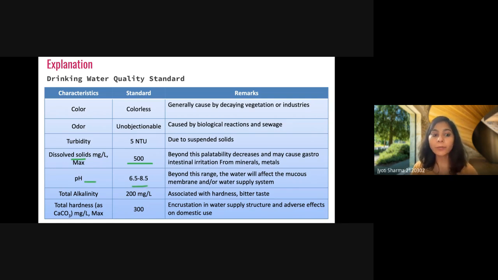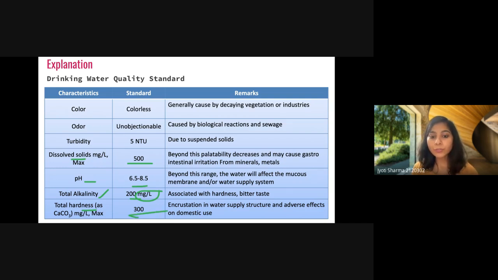If we are talking about the total alkalinity, we understood how we can calculate that; this should not be more than 200 mg per liter. If we are talking about the total hardness, just see the unit, this is in mg per liter as CaCO3. This should not be more than 300.